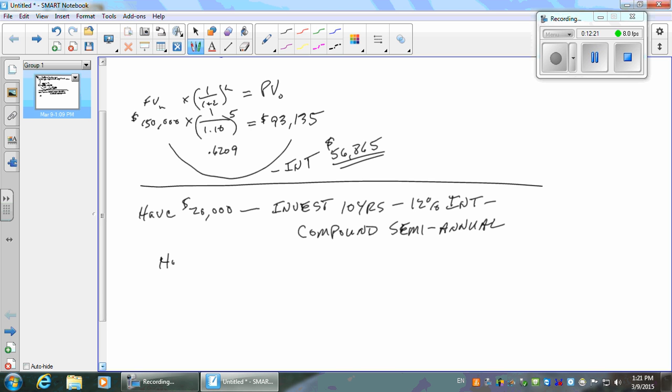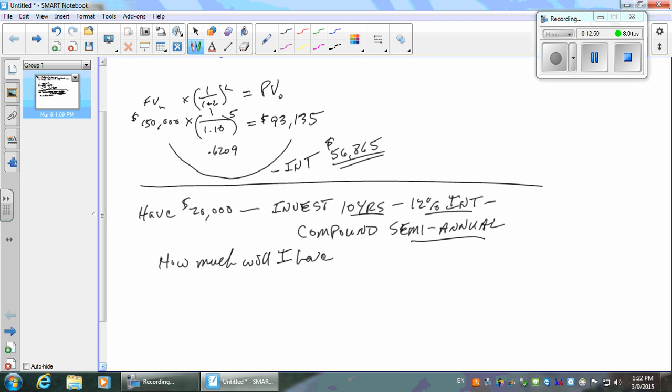What I'd like to know is, what will I have 10 years from now? Calculate that. Think about what you need to do. How many periods are there? It's not years anymore. Semi-annual means twice a year, so how many periods is that? Yeah, 20. Good. But the interest rate's not 12% anymore because that's per year. It's 6. Good, you got it.